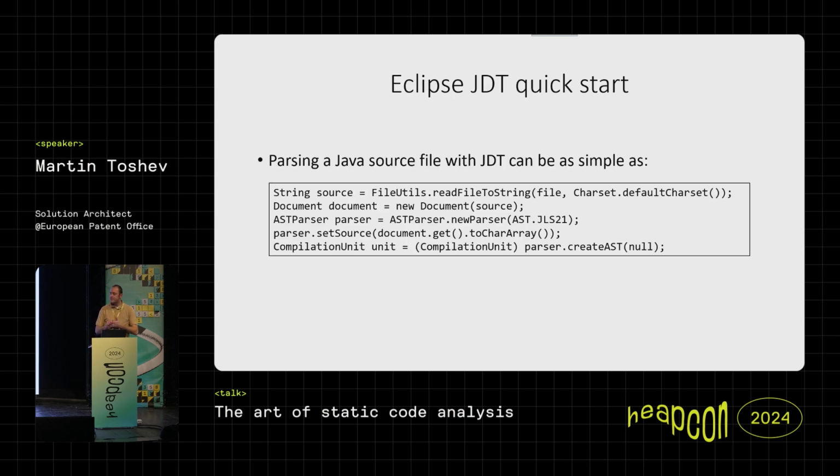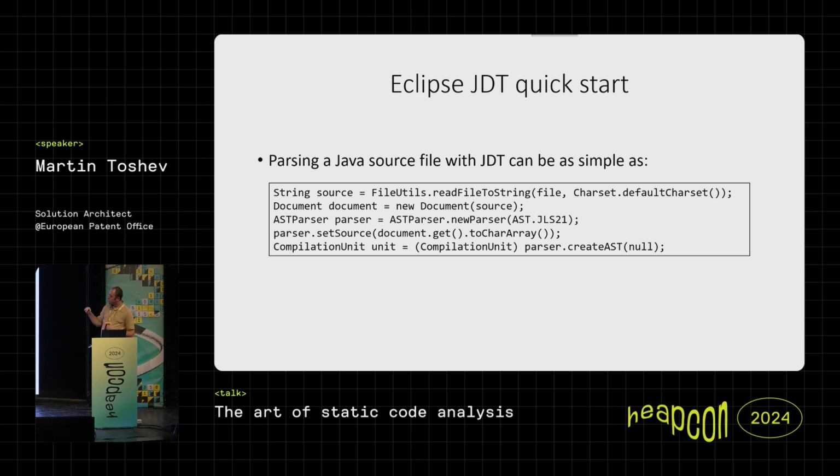To get started with Eclipse JDT, we can read a file as a string. This is what the first line is doing. Then we create a new document instance from our string source code. And then we create an AST parser by calling the static new parser method. And in that new parser method, we specify what version of the Java language specification we use. In that particular case, we would like to parse Java 21 source code.